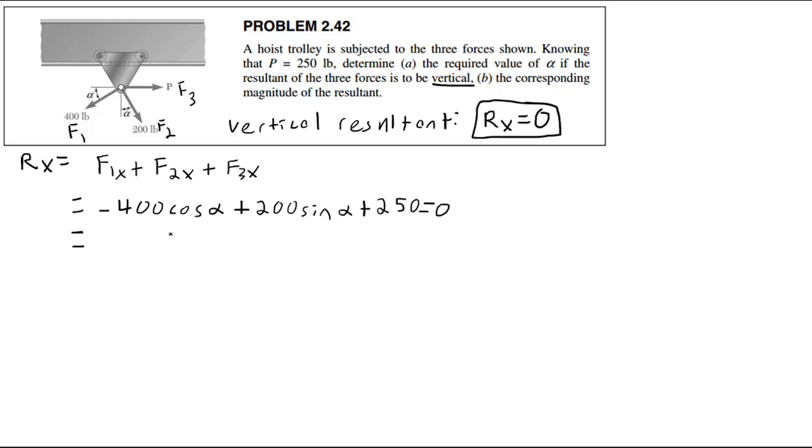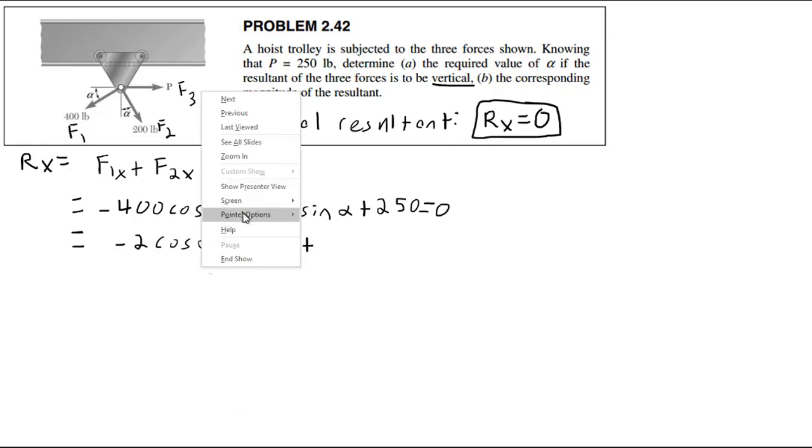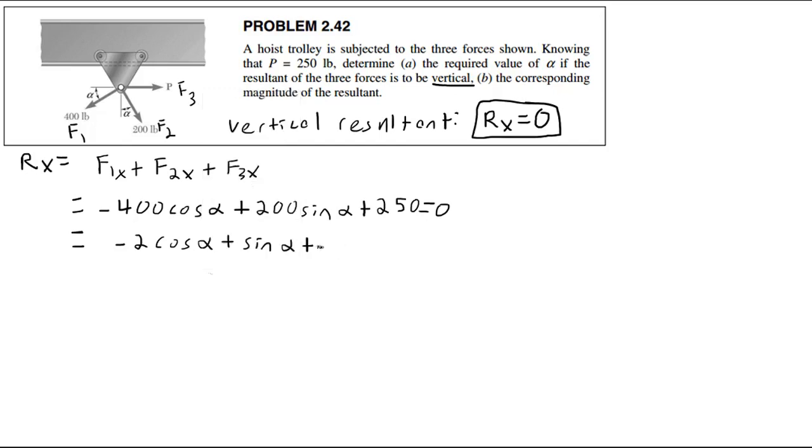Okay, so the first thing I'm going to do is, I don't like all these really big numbers. These are kips here, but there are kips here too, and they're just going to cancel out. So right off the bat, I'm going to divide by 200, and I'm going to have negative 2 cosine alpha plus sine alpha plus, let's see, 250 over, actually, maybe I'll divide by 100. Maybe that'd be a little bit easier. 200's better? Okay. So 1.25? Yeah, 1.25. 1.25 equals 0.